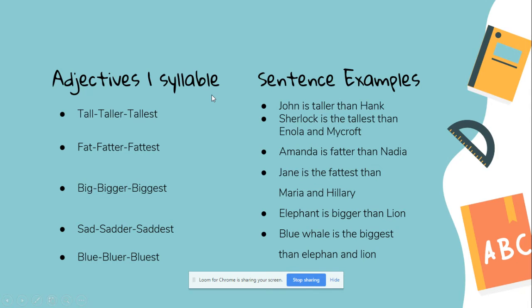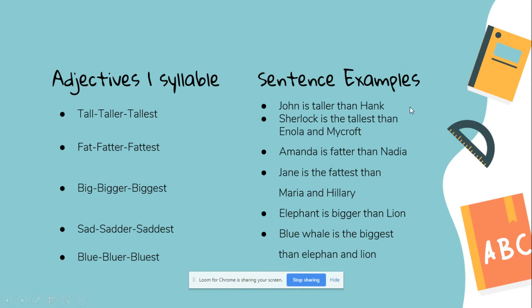Adjective with one syllable. Now, tall. Tall, taller, tallest. Fat, fatter, fattest. Big, bigger, biggest. Sad, sadder, saddest. Blue, bluer, bluest.